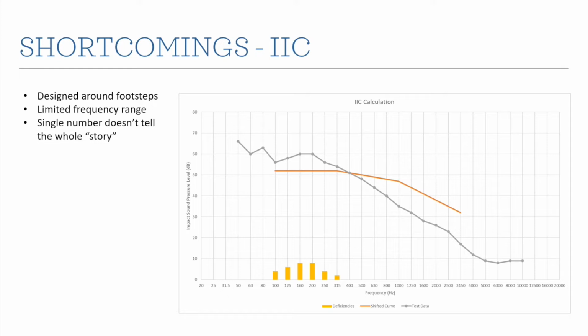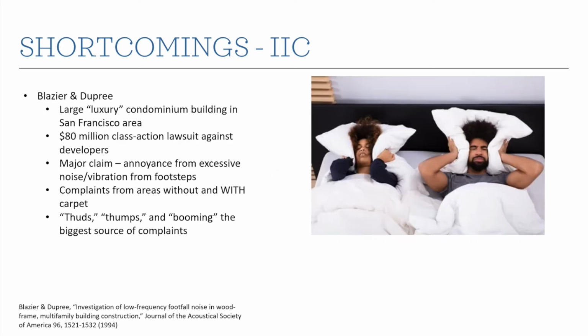And it just depends on the structure and a bunch of different elements. And again, the code minimum does not guarantee satisfaction. And I think that is more so the case with IIC than it is with STC. And as an example of that, here's a case study.